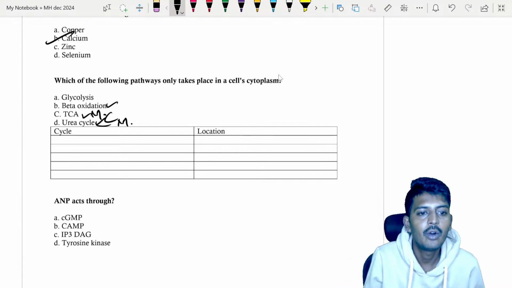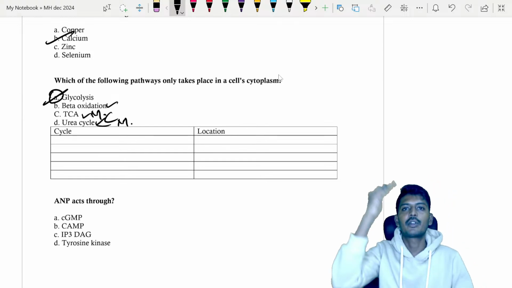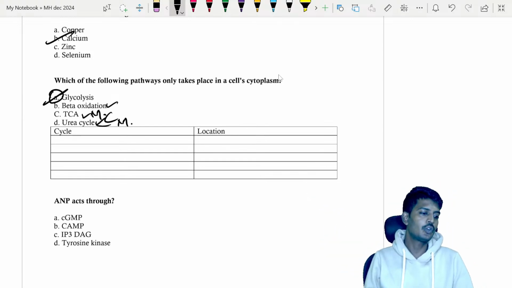Then we have glycolysis. Glycolysis is the conversion of glucose to pyruvate. The glucose to pyruvate conversion, yes, that is your glycolysis. Very good, correct answer.